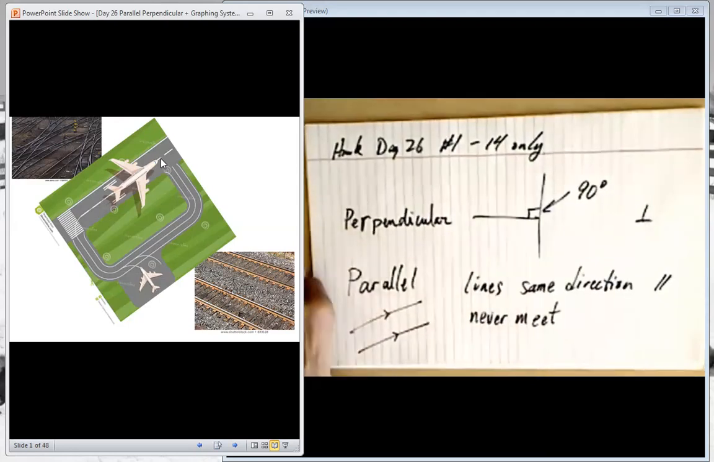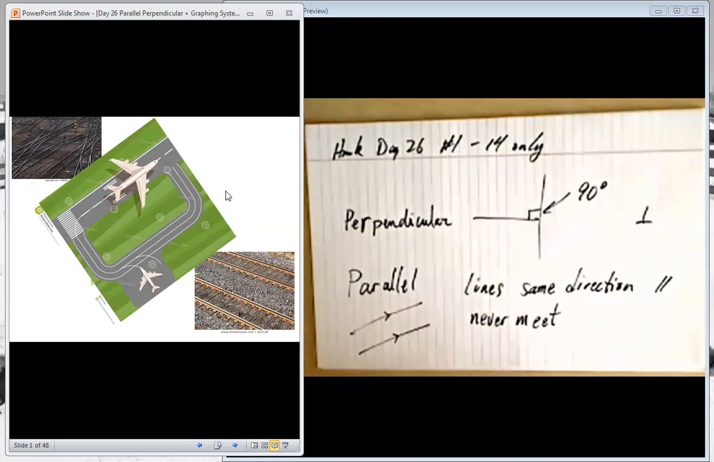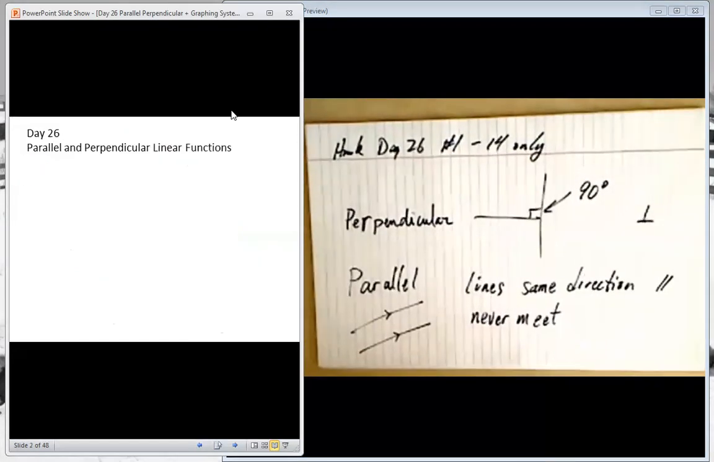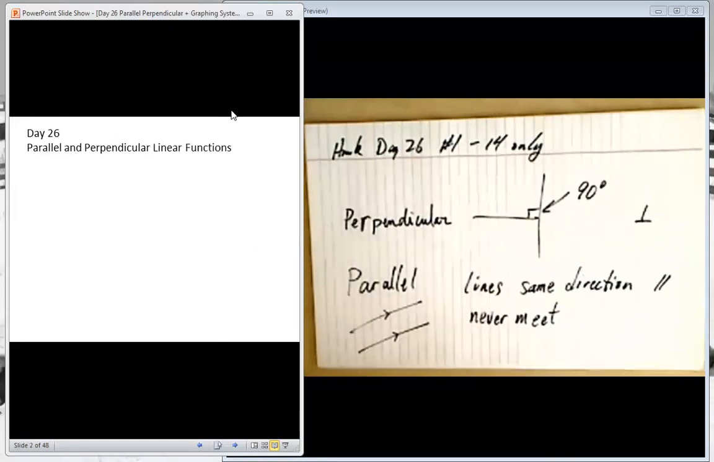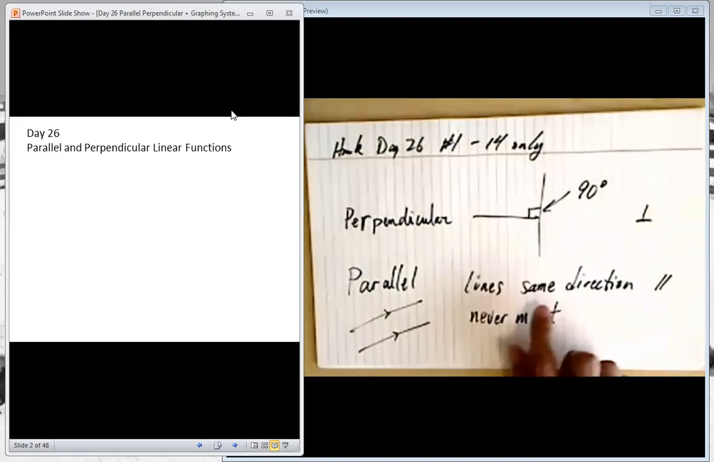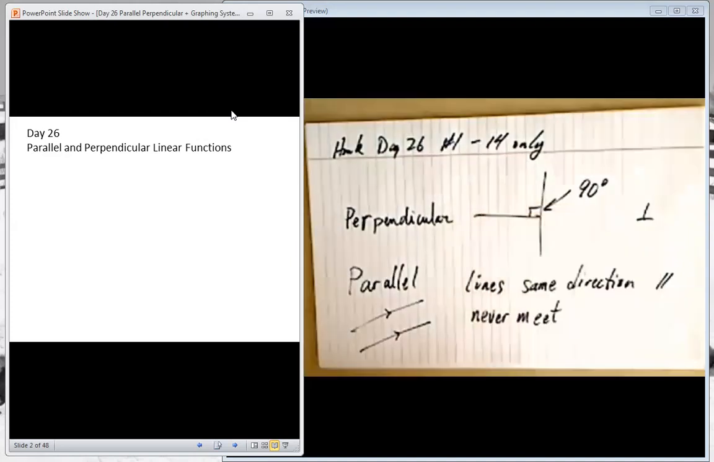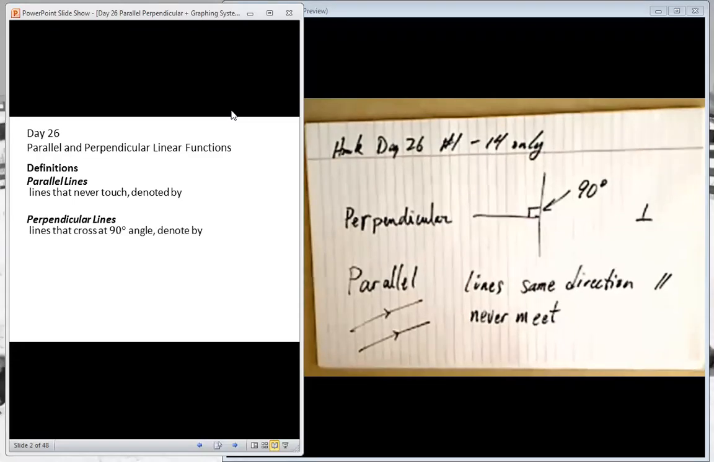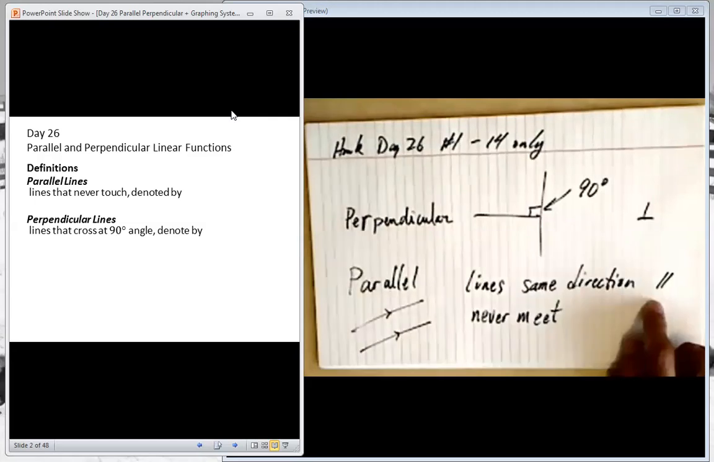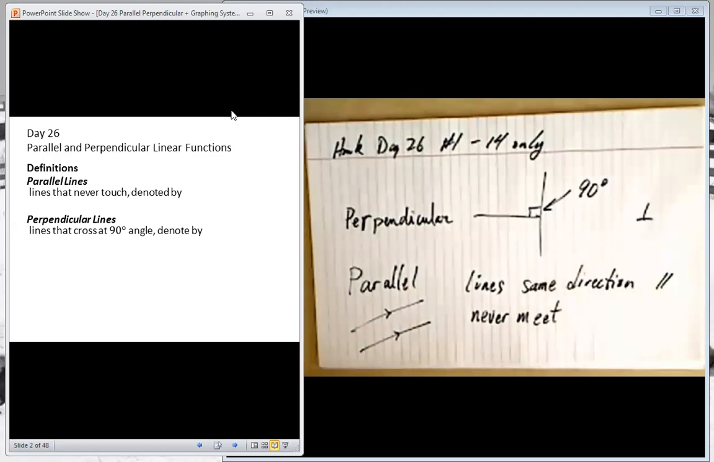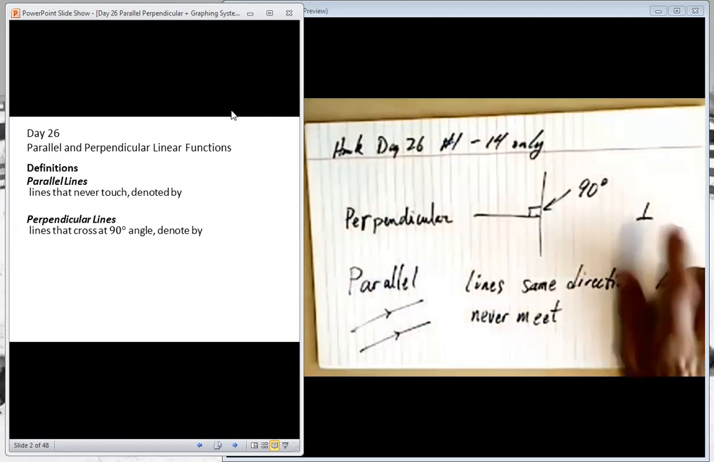Now we have to be able to look at slopes from our equations and such in order to figure out if a line is parallel or not. So let's keep this in mind: same direction, never meet, and at 90 degrees with one another. On the screen, parallel lines never touch, denoted by this symbol here. For perpendicular, the other ones, they cross at 90, shown by that.